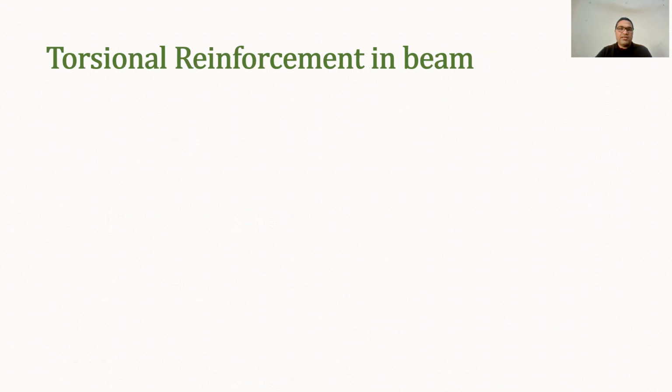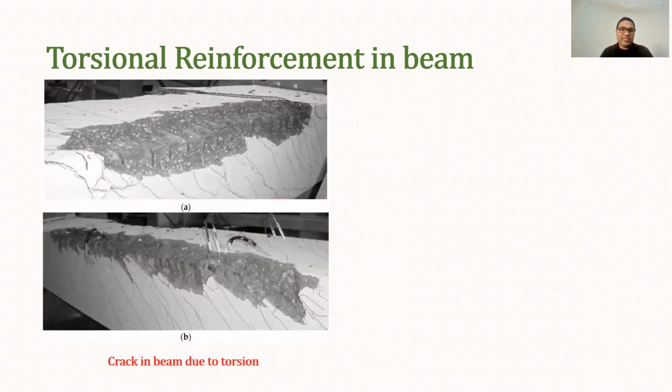So to understand what kind of reinforcement we should provide to resist torsion, we need to study the failure behavior of the beam. In this case, you can see this beam is subjected to torsion, and all the cracks are occurring like spiral cracks.